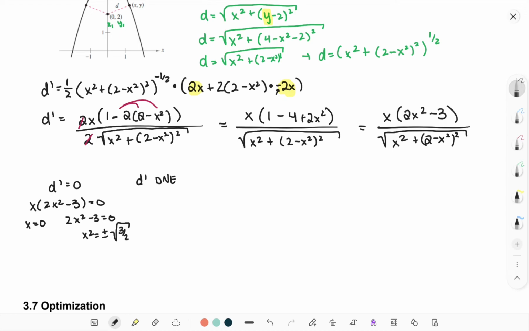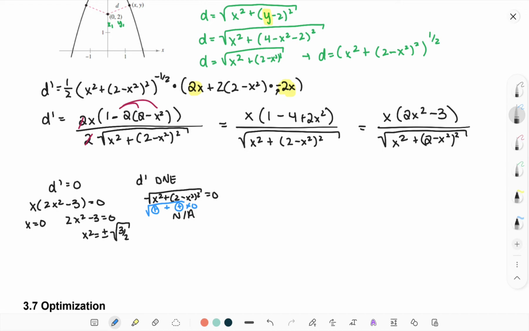D prime does not exist when the square root of x squared plus 2 minus x squared squared equals 0, which if we look is not going to happen because this is going to be a positive term every time. I'm adding to that a positive term every time, and I'm taking the square root of a positive, which is positive. So I can never get that to equal 0, right? It's going to be two positive numbers added together. Square root of that is going to be bigger than 0.